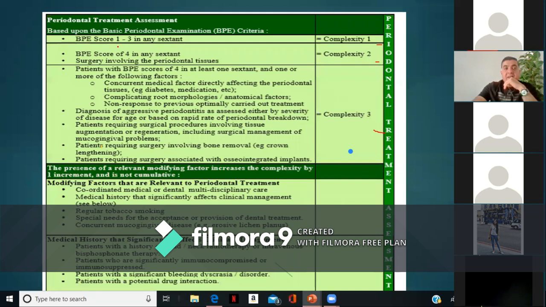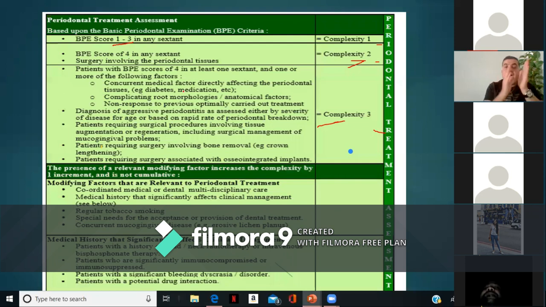So it's a clear mention, 1, 2, 3. Complexity 1, if there is a score 1, 2, 3 in any extent, this is easy. Here, complexity 2, any BPE score of any extent, so it is score 2. Once we get score 4 or an asterisk or star, the complexity will move to complexity 2. Complexity 3, this is when we have a score 4.